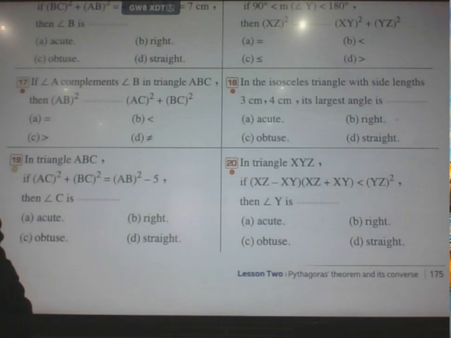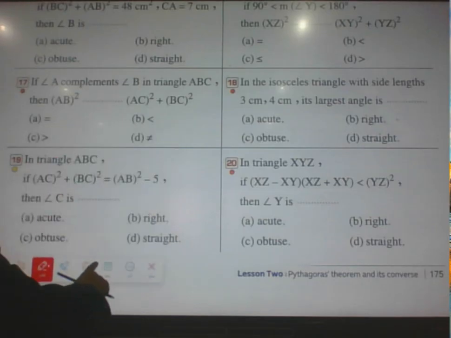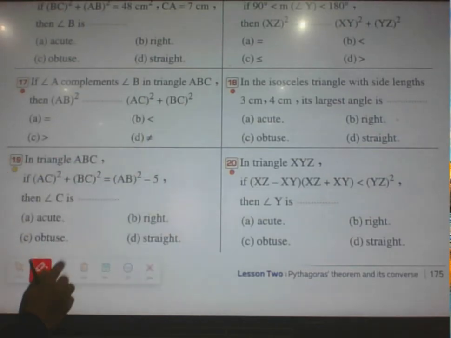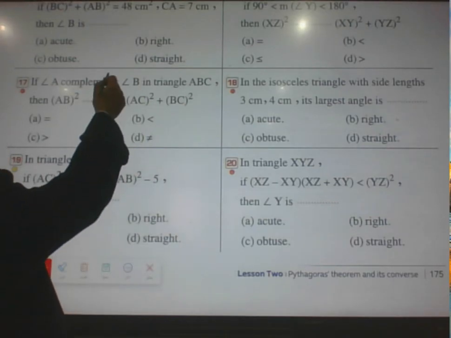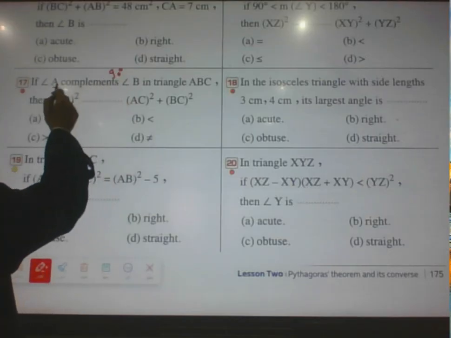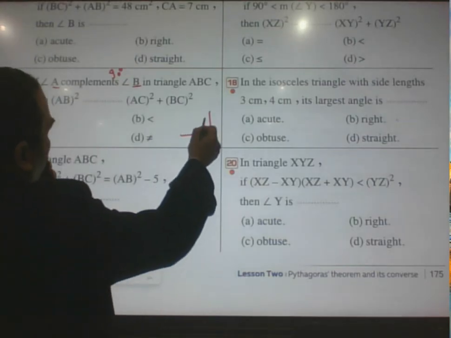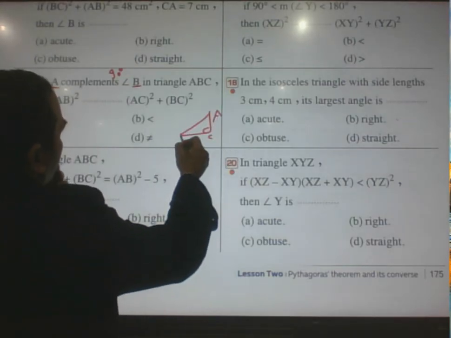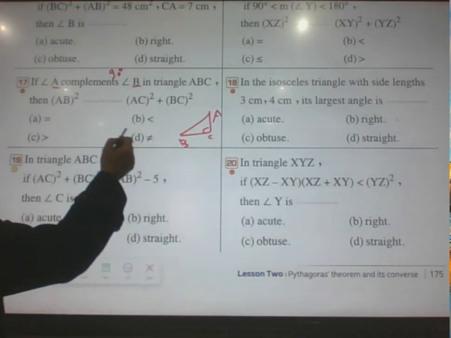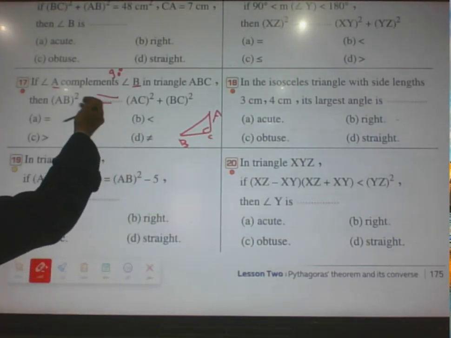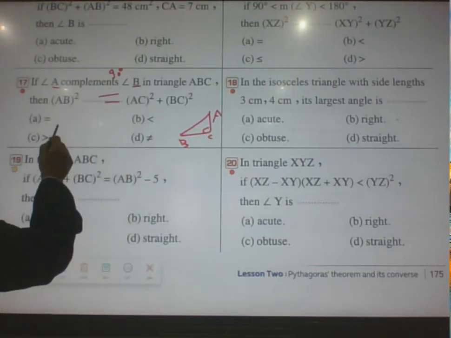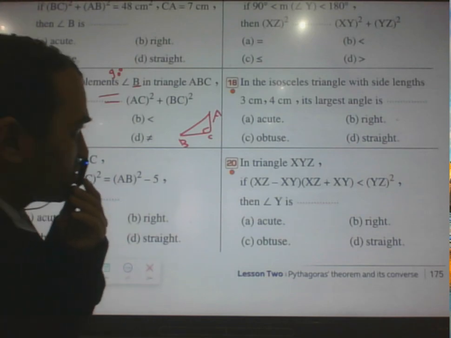Question number 17. If angle A complements angle B in triangle ABC. Okay, complements. What does complements mean? It means the summation of A and B equals 90 degrees. They are complementary angles. The measure of angle C equals 90 degrees. Okay, we have a right angle triangle. Then AB power 2 will be equal to, right here, we have a right angle triangle from the Pythagorean theorem.